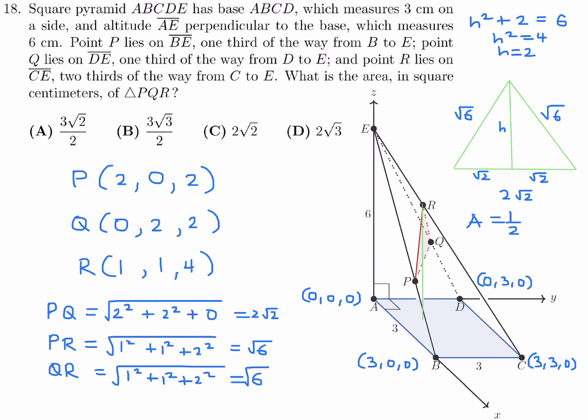And then now the area of that triangle is very easy. 1/2 base times height. The base is 2 root 2. The height is 2. And therefore that looks like 2 root 2. So number 18, the answer is C.